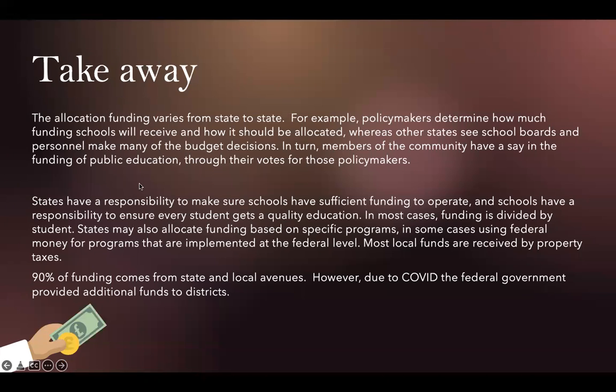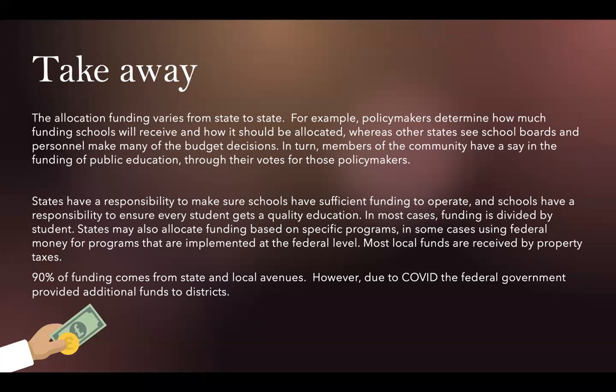The takeaway I got from this is that the allocation of funding varies from state to state. So we saw the chart from our readings and we could see where money was being spent. Texas never seemed to be up towards the top. In fact, we noticed that Texas was spending fewer dollars than the average per student.